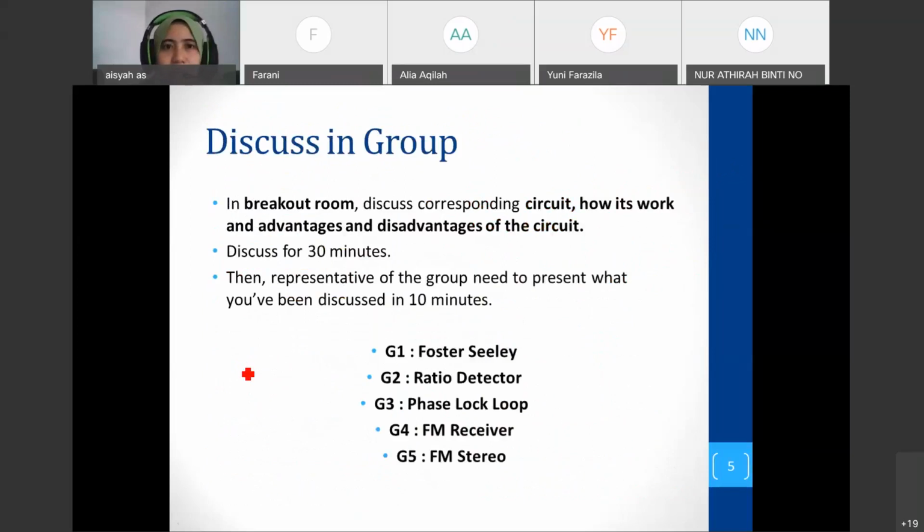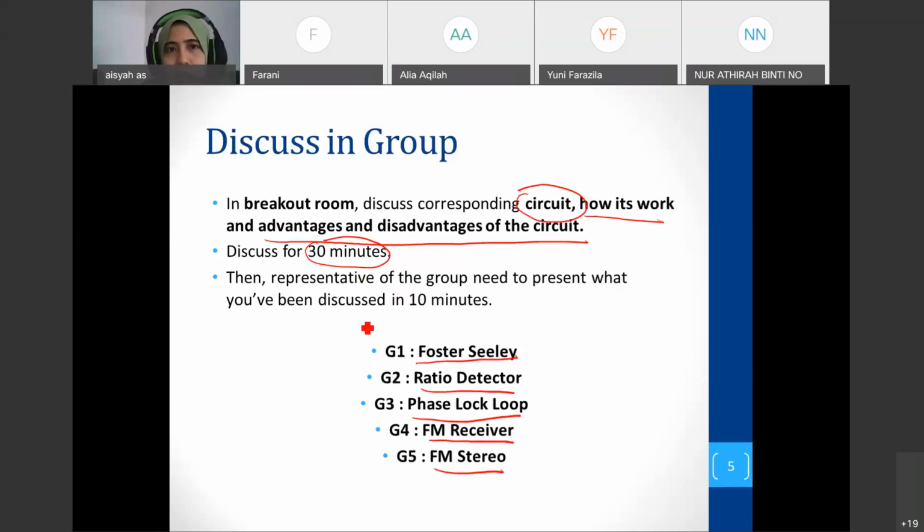For today, you will discuss in groups first. I have already set the people in the breakout rooms. Discuss the corresponding circuit. Group 1 discusses the Foster Seeley circuit, group 2 the ratio detector, group 3 the phase lock loop, group 4 the FM receiver, and group 5 FM stereo. Discuss for 30 minutes, including what the circuit is, how it works, and its advantages and disadvantages. After that I will end the breakout room, and a representative of each group will present for 10 minutes. Any questions about today's activity?